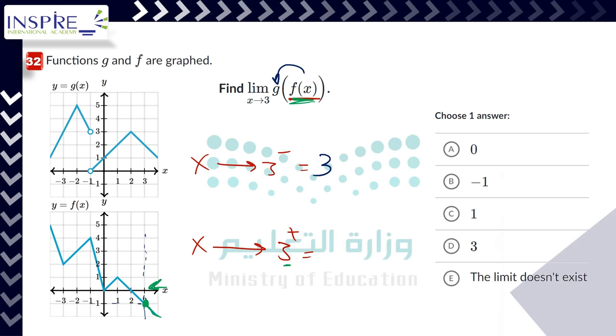Okay, what I will do is this -1. I will go to the second function, come to the number -1, and trace it from the same side, which is the right side. I found it to be 0. So the answer here is 0. So they are not equal, so the limit doesn't exist.